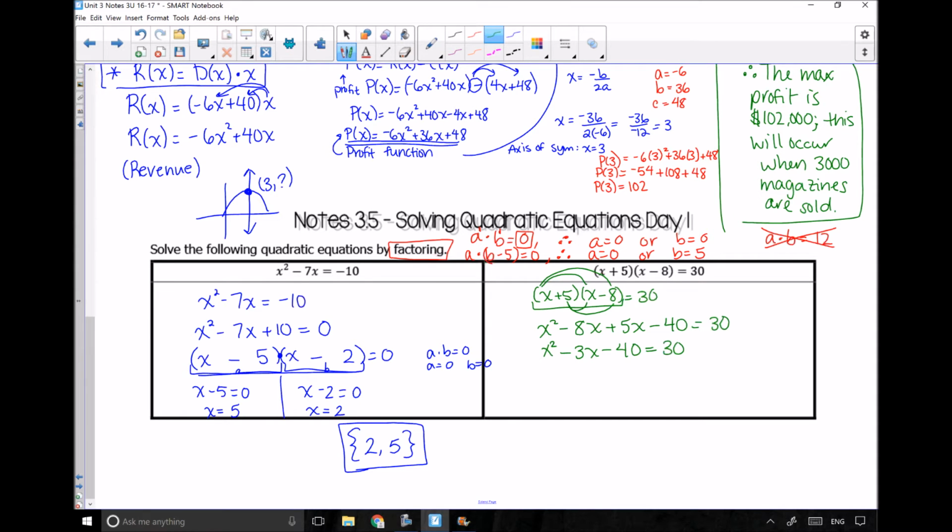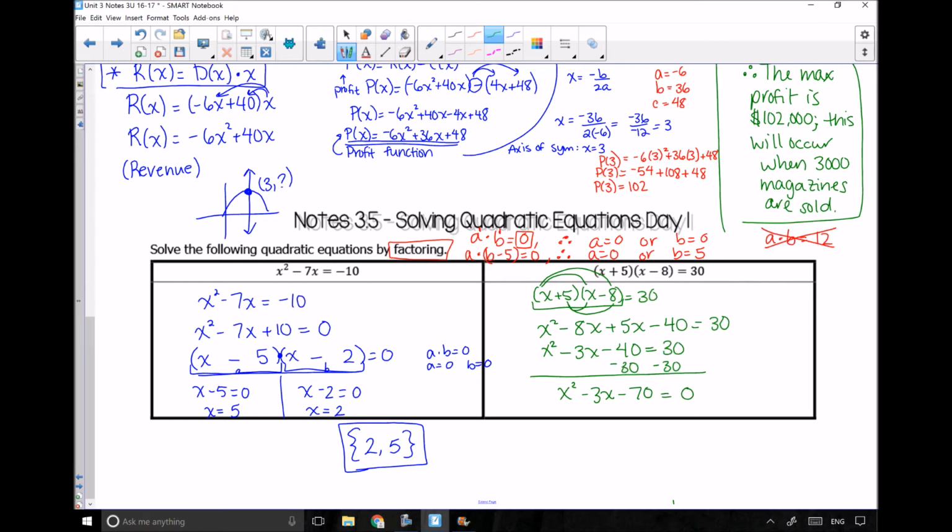But I still have this issue of having this 30 here. So to get rid of this 30, I need to subtract it. When I subtract it, I'm going to subtract it from this 40 right here. So I end up getting x squared minus 3x minus 70 equals 0. And again, it has to be equal to 0 because I have an x squared here.